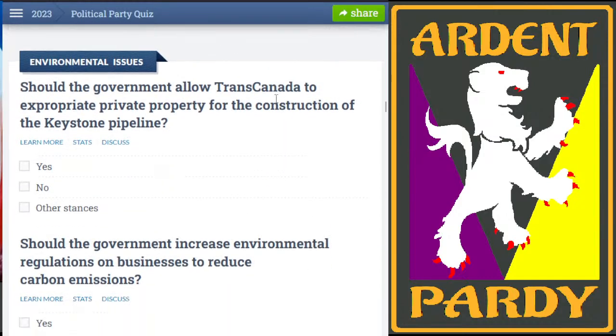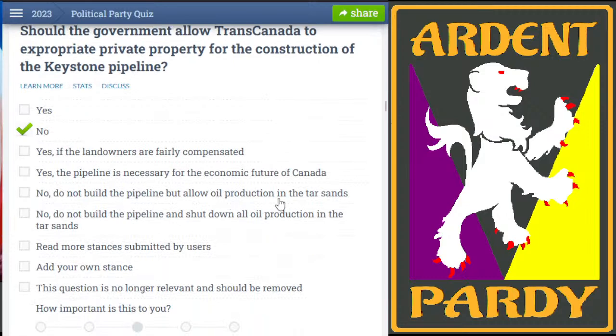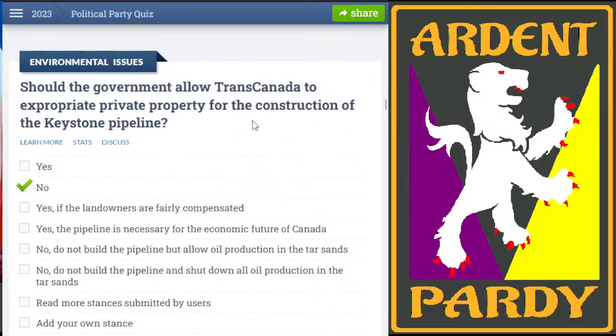Should the government allow TransCanada to expropriate private property for the construction of the Keystone Pipeline? No, I do not. Do not build the pipeline, but allow oil production in the tar sands. Do not build the pipeline. Okay, my stance on this: you should not allow a company to simply take private property from people. They can offer a fair price. They can keep offering a higher price until the landowner goes, yeah, okay. Or the company goes, that's not worth our investment, and builds around them.